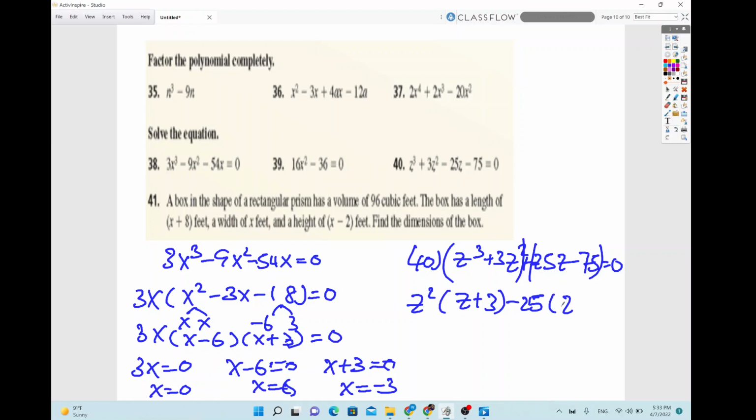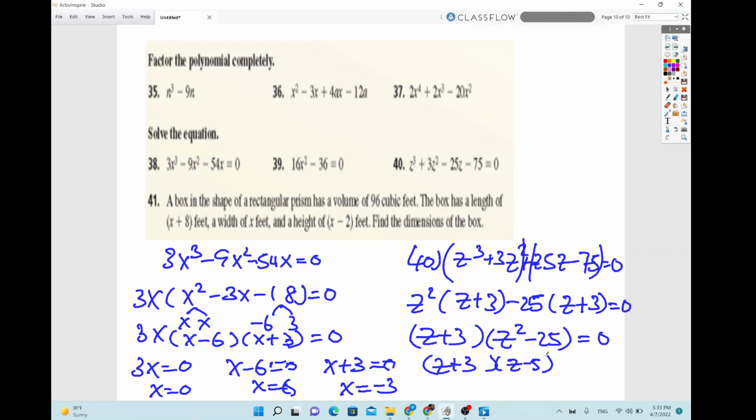And then for this one here, we take out negative 25, so we got negative 25 times z plus 3, because that changes the sign, negative to positive. And then take out the common binomial, z plus 3, times the quantity z squared minus 25. At this moment, you realize that this is the difference of two squares, so you can factor it again: z minus 5 and z plus 5. So what we found here, we have 3 solutions: z equals negative 3, z equals 5, and z equals negative 5.